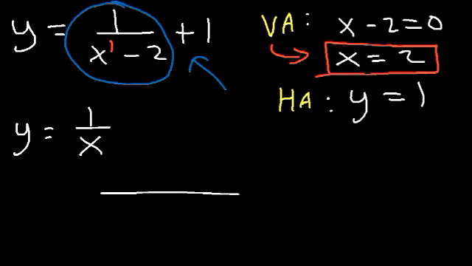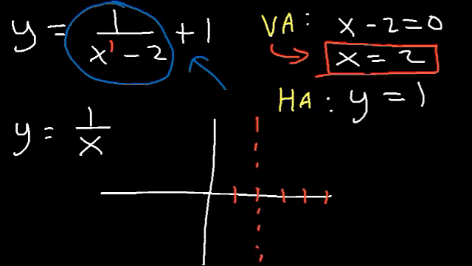So if we were to graph it, the first thing we should put is the vertical asymptote, which is at 2, and the horizontal asymptote, which is at 1. And so the graph is going to look like this.